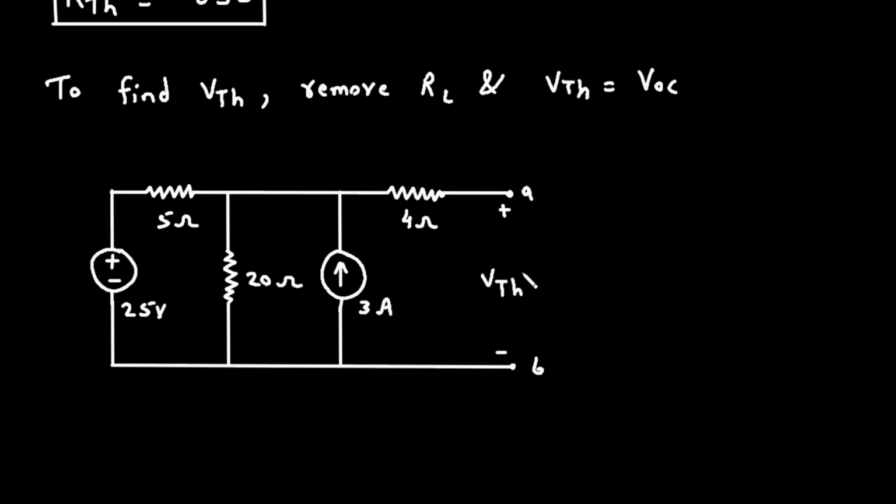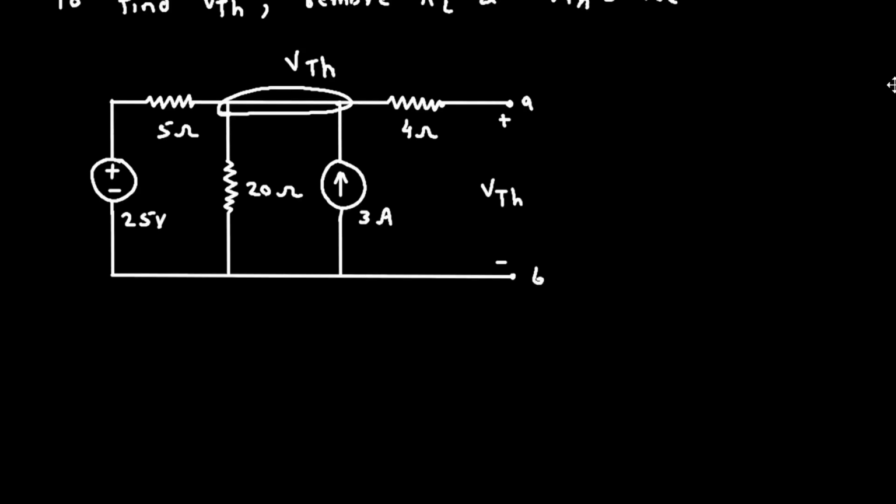Now we have to find this voltage. Here the voltage across this 3 ampere source will be VTH. This is one combined node, so this will be our VTH. So let's find the value of VTH. We will use Kirchhoff's current law. Let's assume this is a reference node or ground node, and let's say this is current I1, this is current I2. Now let's apply KCL at node VTH.